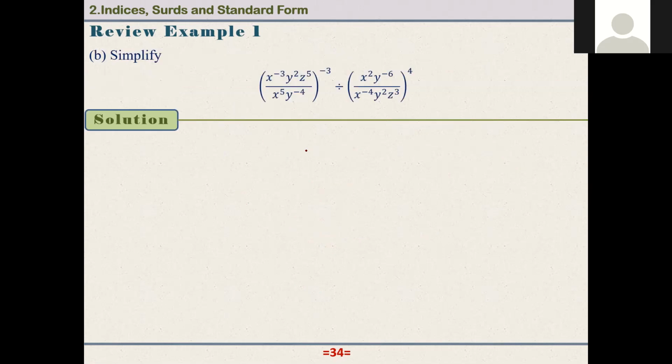Another one is about simplifying indices. So here we have two fractions that are divided.